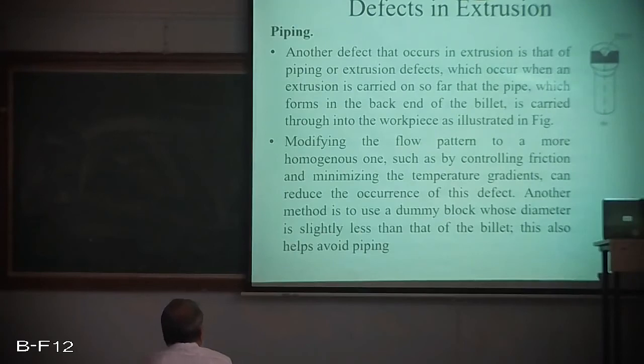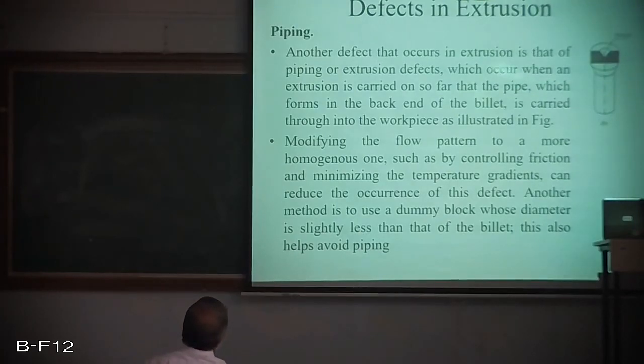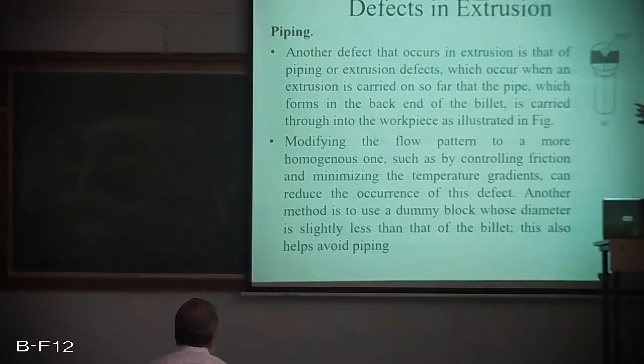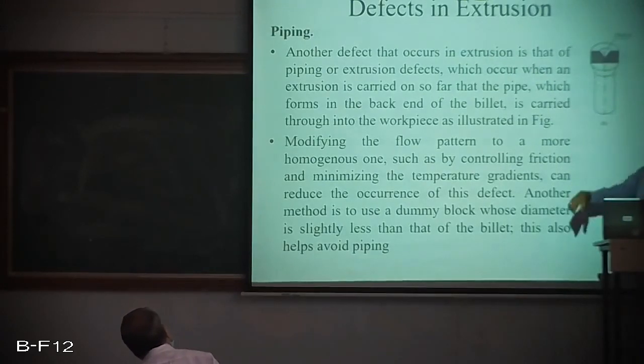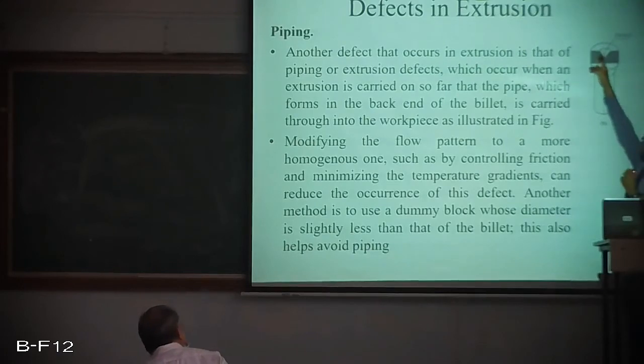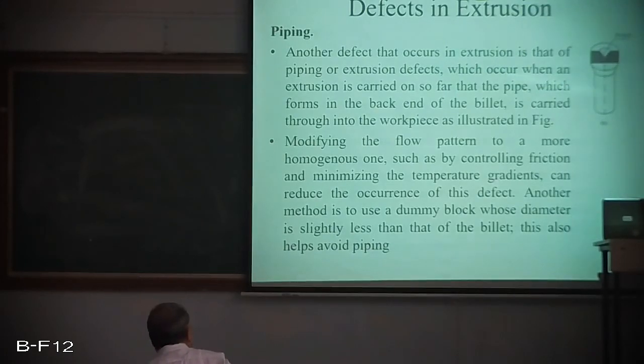Next we have one more defect called piping. It is one more defect that occurs in extrusion, which occurs when an extrusion is carried out so far that a pipe forms at the back end of the billet. This is not actually a pipe being extruded, it is a solid material being extruded, but at the end of the extrusion we can find a surface similar to a pipe.